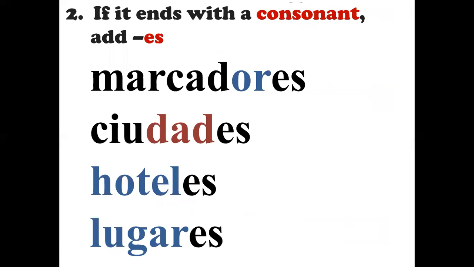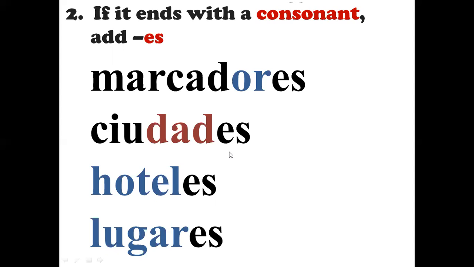If it ends with a consonant, you add an ES. Marcadores, ciudades, hoteles, lugares. Right? These many times will be masculine because, as we said, there's sort of a soft rule that if it ends in a consonant that's not a D, it's masculine. So most of these consonant add ES, a lot of times they'll be masculine, not all the time.